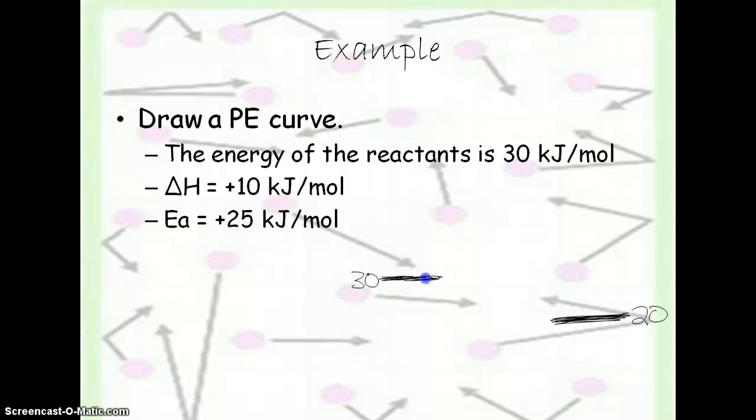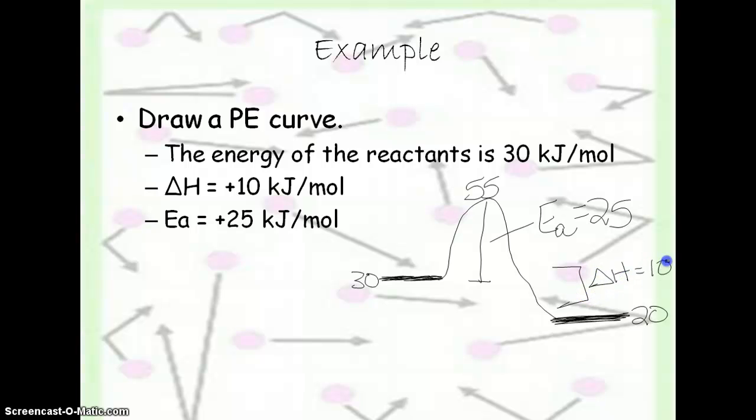Okay? All right, next thing we have to look for is the activation energy. It says it should be 25, so that means we need to increase from our reactants all the way to 25 and then all the way back down to our products. So 30 plus 25 gives us an activation energy of 55 total. Okay? And that allows for the difference between our reactants and products, from 30 to 20, to be the difference of 10, which gives us the overall change in our reaction.